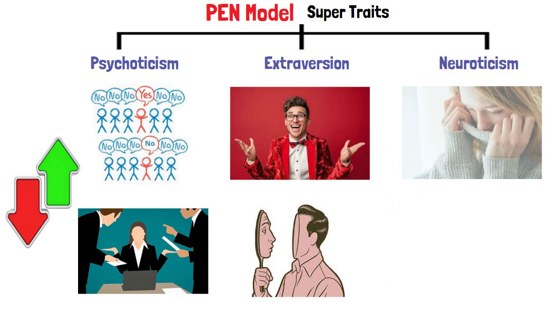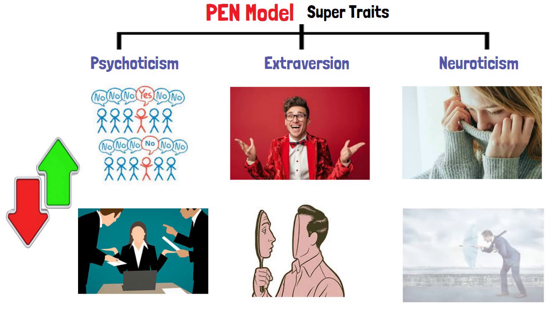Neuroticism, on higher side, anxious, emotional, and prone to stress; and on lower side, calm, stable, and resilient under pressure.